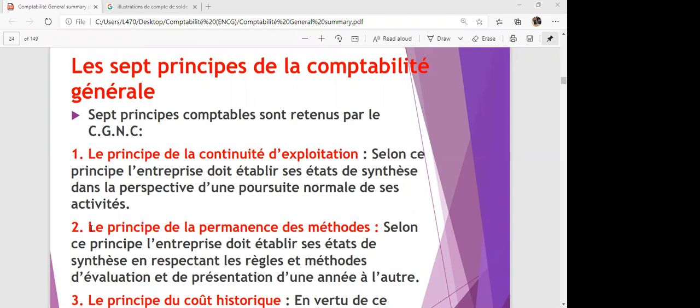Okay, so starting from the first one, this is le principe de continuité d'exploitation. Let me read it to you in French first. Selon ce principe, l'entreprise doit établir ses états de synthèse dans la perspective d'une poursuite normale de ses activités. The explanation is that you are supposed to prepare your accounting documents in a way that you're not supposed to estimate the number of years your business is going to be in operation. It's supposed to live until forever.